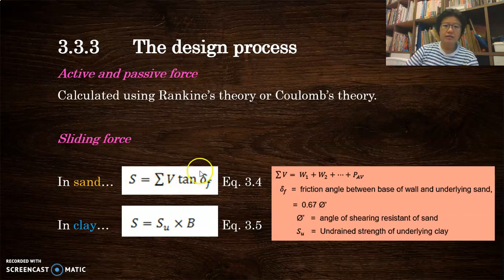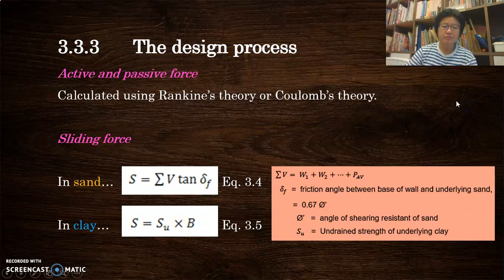So in sand, it's totally dependent on the delta. There's a friction angle between the base of the wall and the sand. And normally we take it as 0.67 phi. What is phi? It's the angle of shear resistance of your sand, which can be obtained from your shear box test. Very good. And if it's in clay, say the supporting material is clay, which is quite unlikely, it will be Su, the shear strength of the soil, multiplied by the breadth. That's the width of your base.